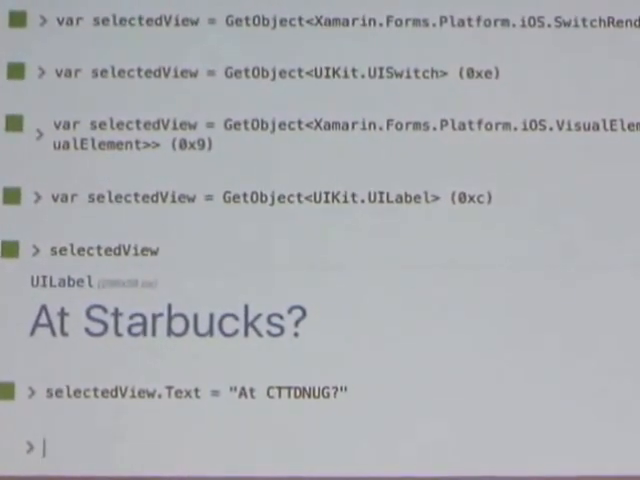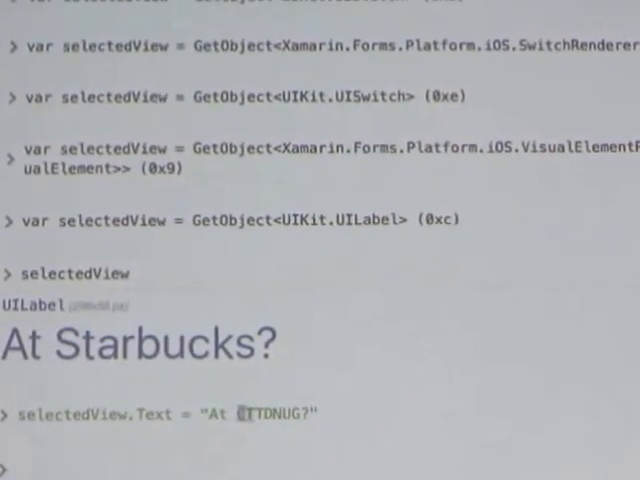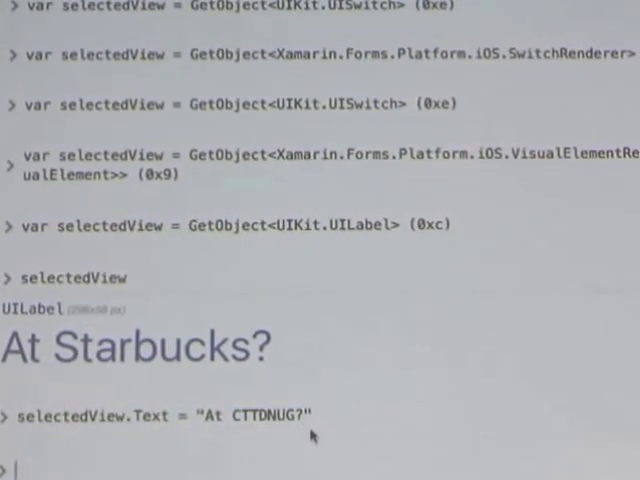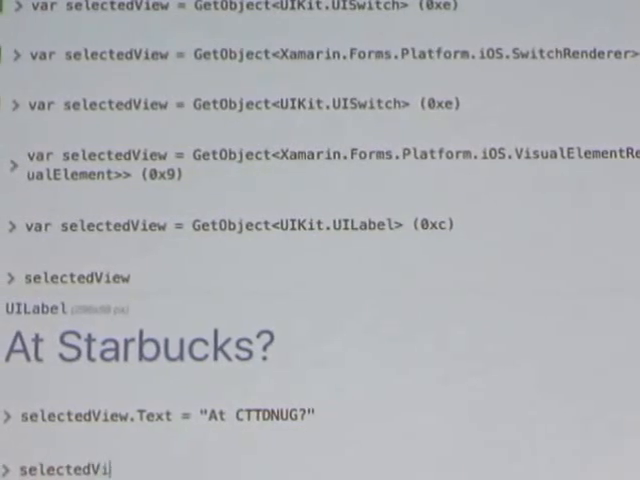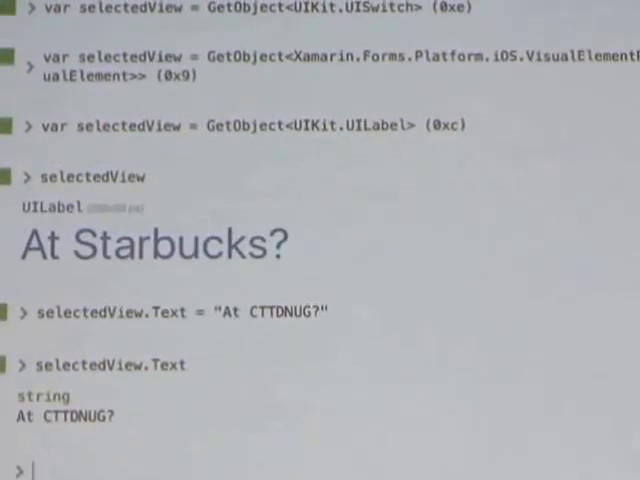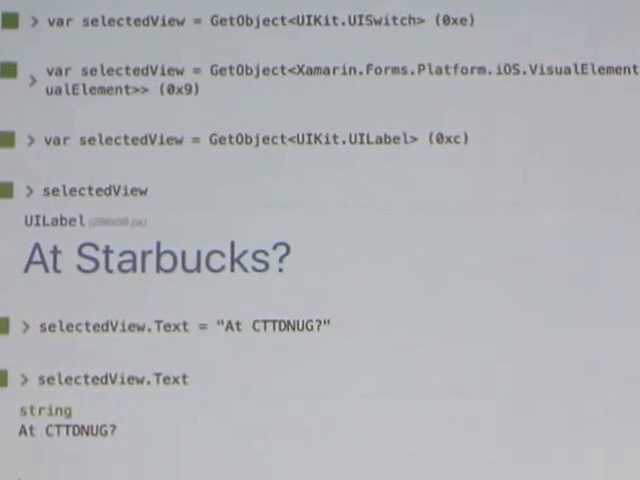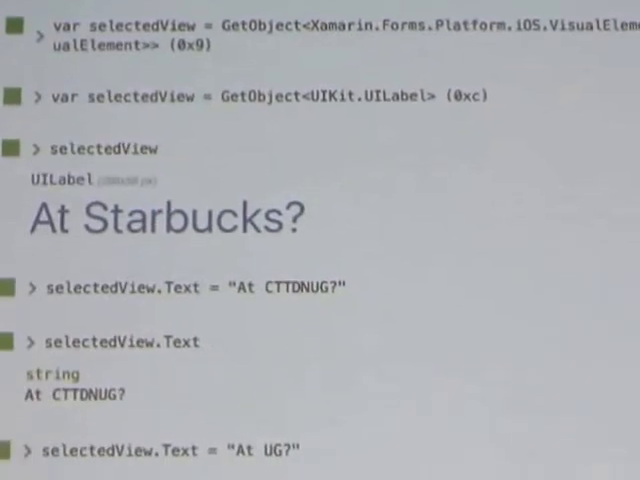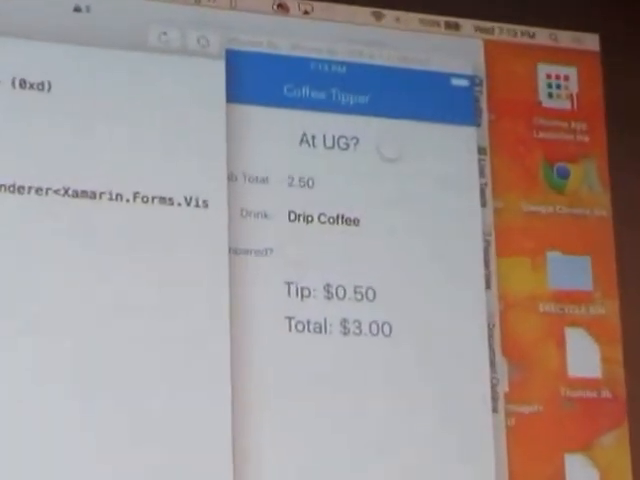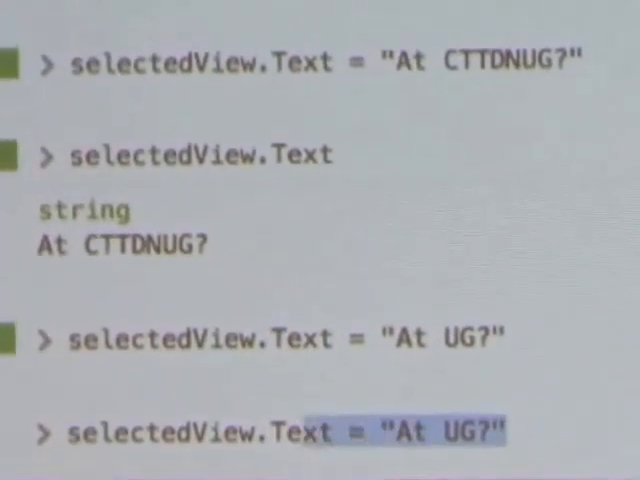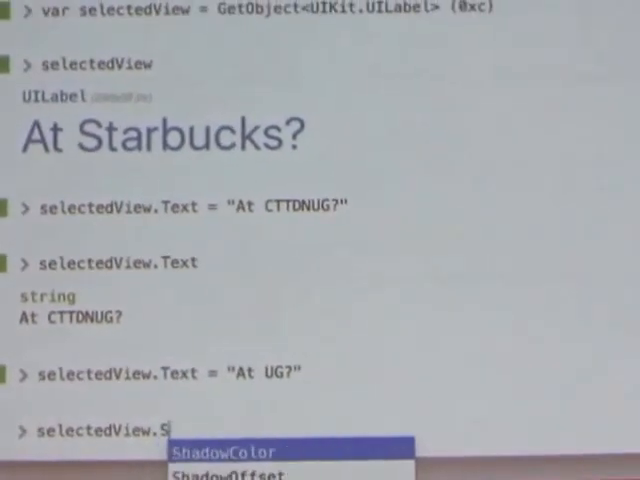So let's see. Where's my change? Did it not like that? Maybe it didn't like the question. Oh, maybe it's wrapping. Yeah, it's probably wrapping. So let's say at UG. There we go. Yeah, the all caps made it wrap. Okay, so then I can pick other properties that I can change or just inspect more.